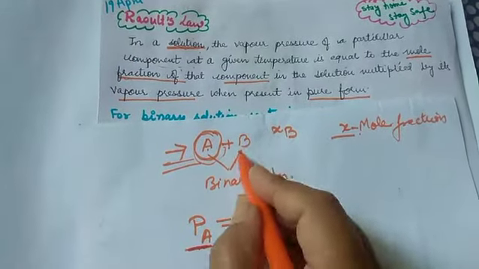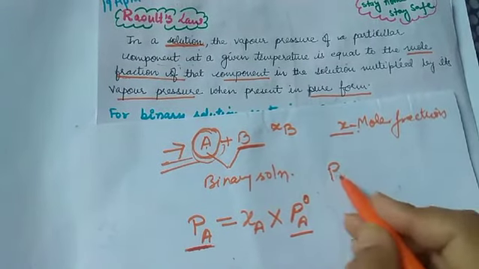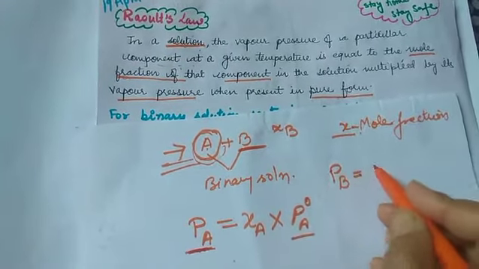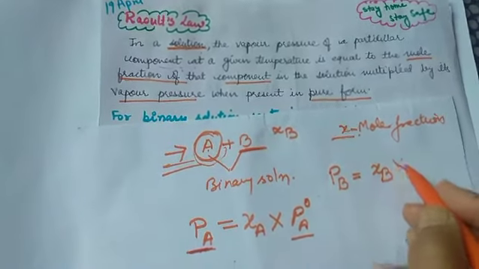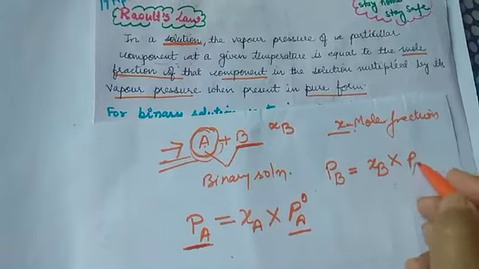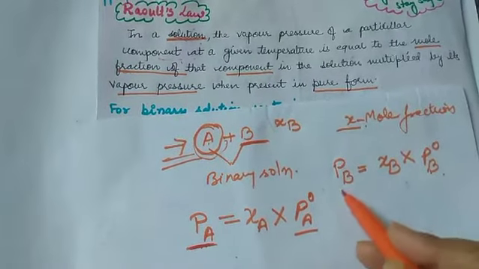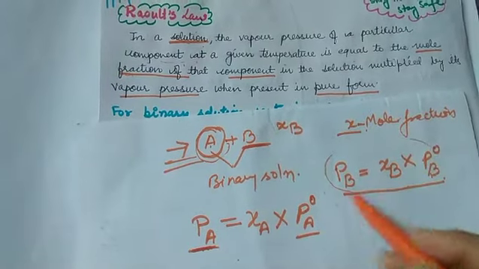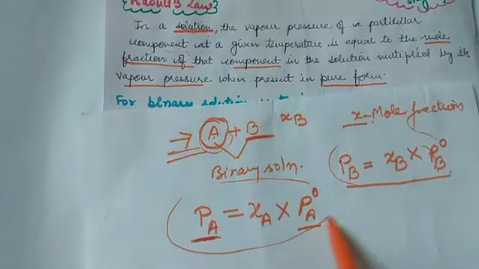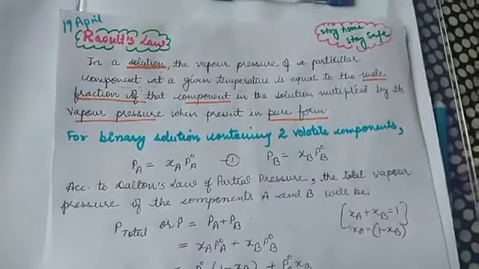Suppose we apply Raoult's law to the B component, then the vapor pressure of component B is equal to the mole fraction of B multiplied by the vapor pressure of B when present in pure form, pure state. So this will be Raoult's law applied to component B. This is applied to component A. So this is the definition of Raoult's law.